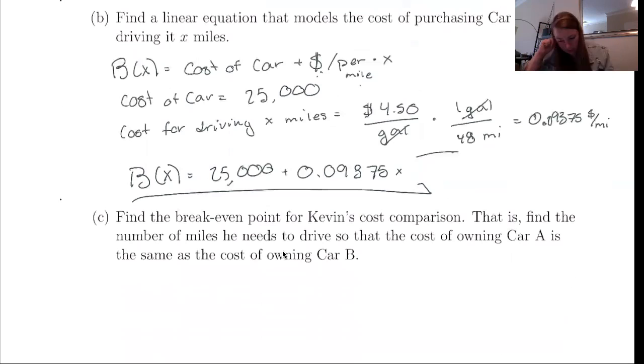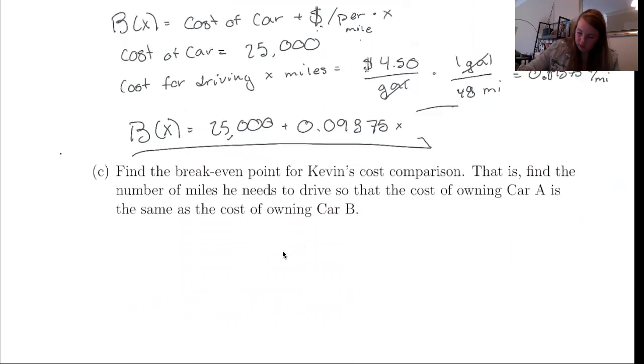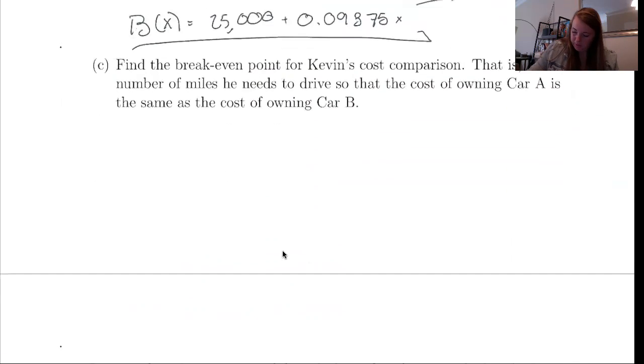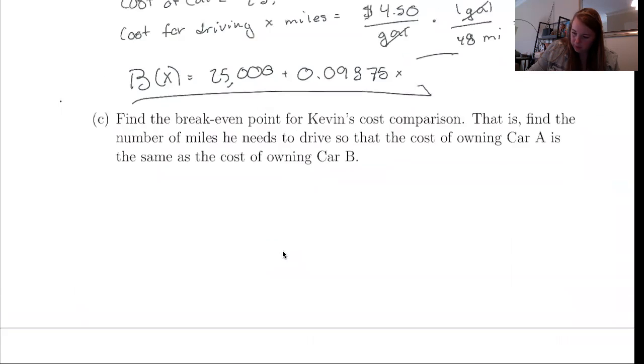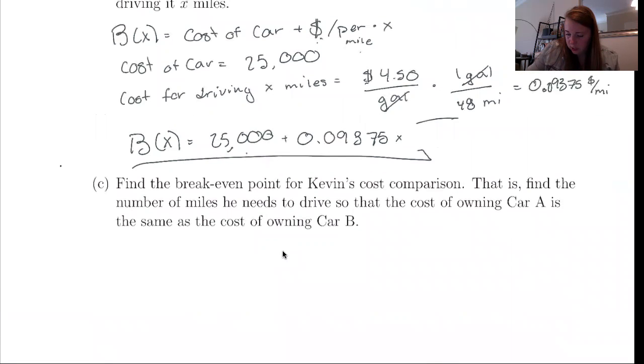So find the break-even point for Kevin's cost comparison. That is, find the number of miles he needs to drive so that the cost of owning car A is the same as the cost of owning car B, right? So B has a larger intercept but a smaller slope. A slope closer to 0 is going to be more flat versus a bigger slope or more negative one is going to be more steep.